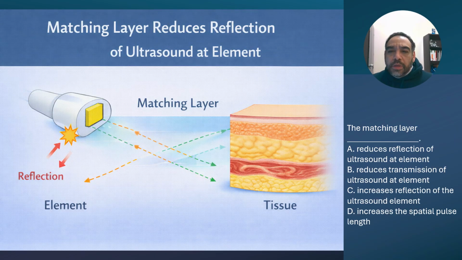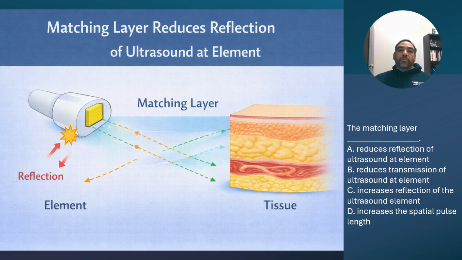The next question: the matching layer. A, reduces reflection of ultrasound at the element. B, reduces transmission of ultrasound at the element. C, increases reflection of the ultrasound at the element. And D, increases the spatial pulse length. The correct answer in this case is A.